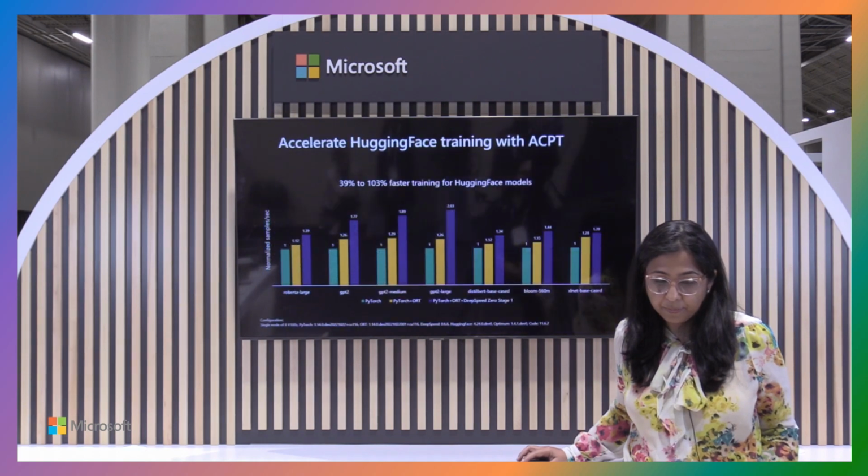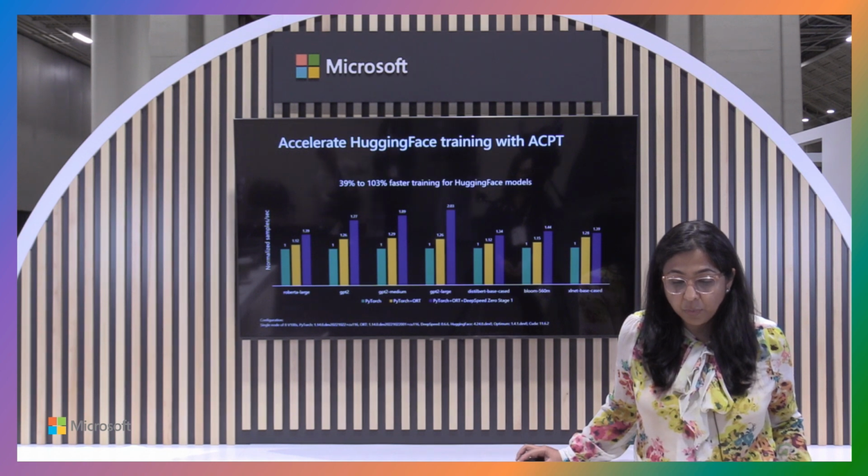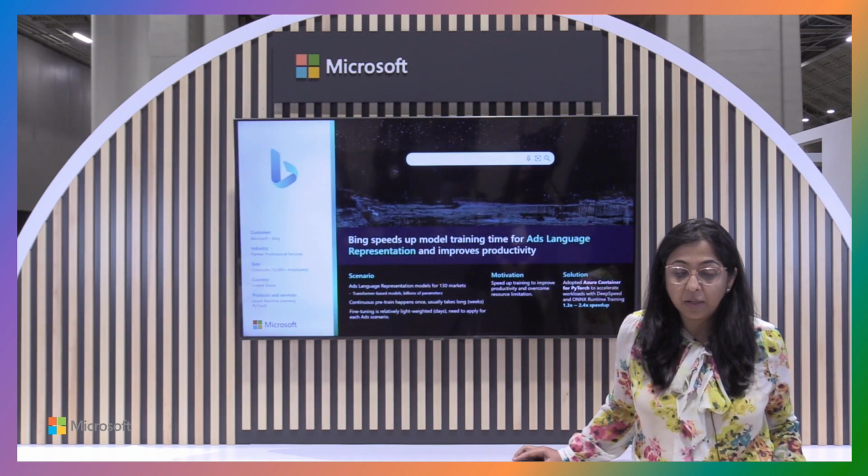Next slide. So we've run the ACPT container across various 1P workloads, and I'll give some examples in the coming slides. But with the Hugging Face models like RoBERTa Large or GPT-2 and others, we have seen anywhere from 39 to 103% faster training times. So it definitely helps accelerate, specifically when you use it with the inbuilt technologies like ONNX Runtime and DeepSpeed combined.